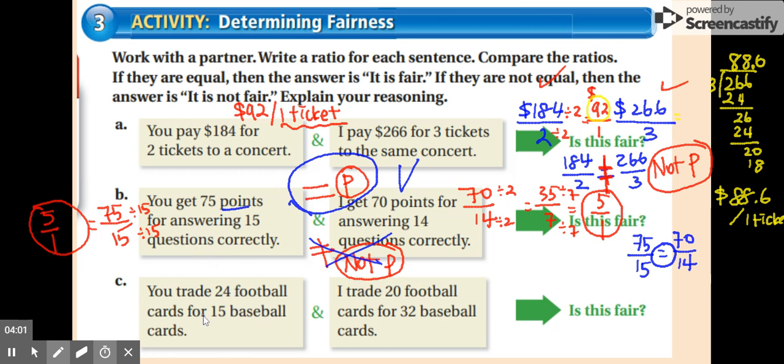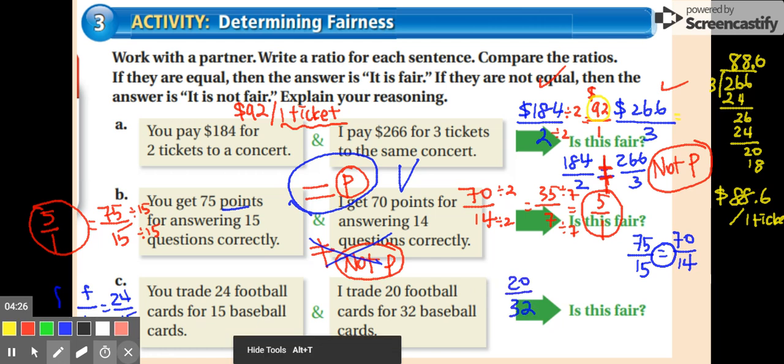What about 24 football cards for 15 baseball cards? So now I'm going to put football cards on the top and baseball cards on the bottom. So it's going to be 24 to 15. It's just a ratio, so you just follow the order that you choose. You can put baseball cards on the top, it's up to you, but you have to keep that order for the second case. So it's going to be 20 to 32.